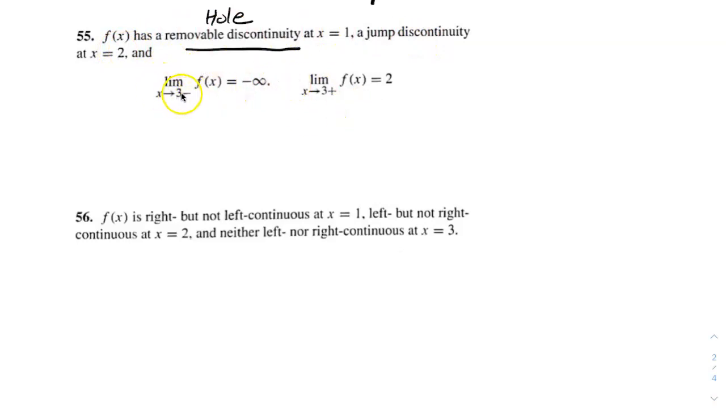The limit as you go to 3 from the left is negative infinity. The limit as you go to 3 from the right is 2. So a lot of stuff we've got to add on to here. So what do I care about? I care about 1, I care about 3 and 2. Man, this graph's not helpful at all.